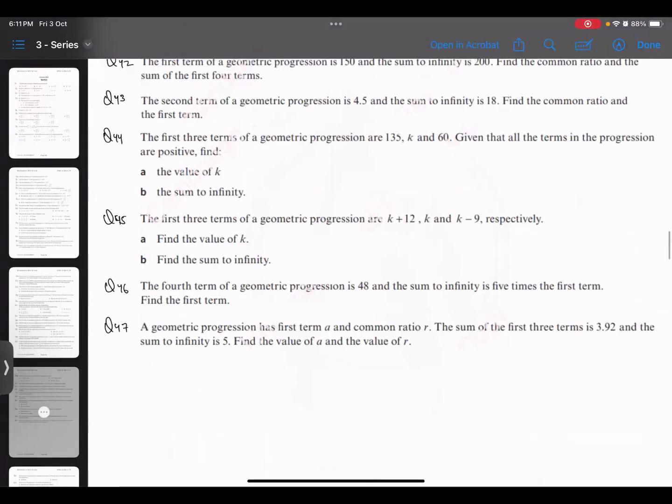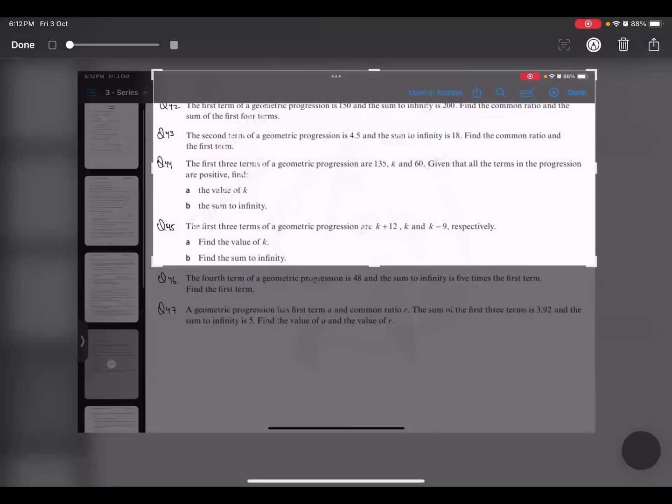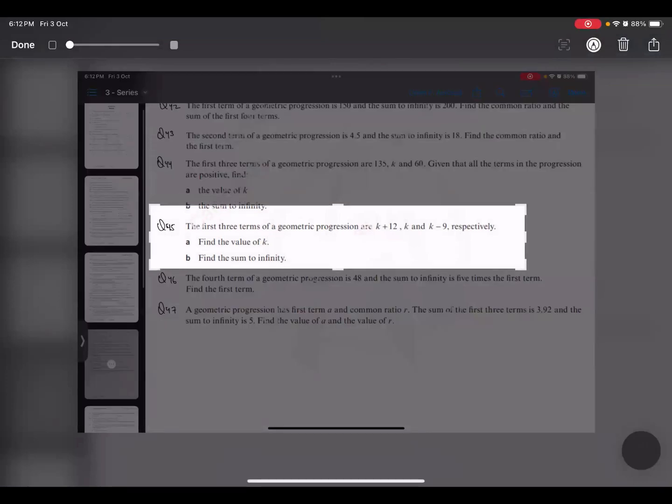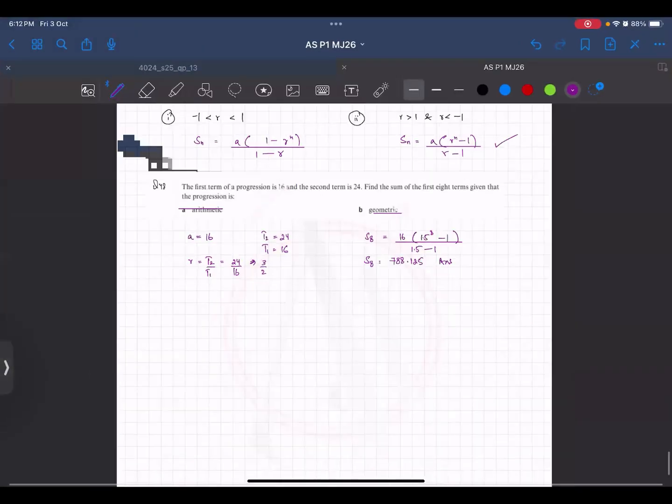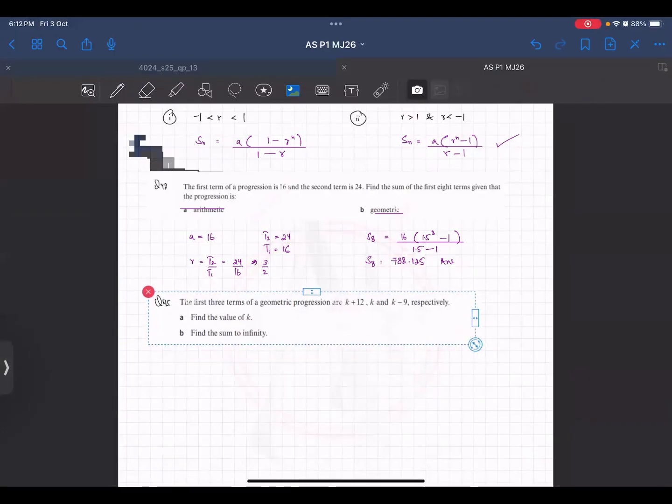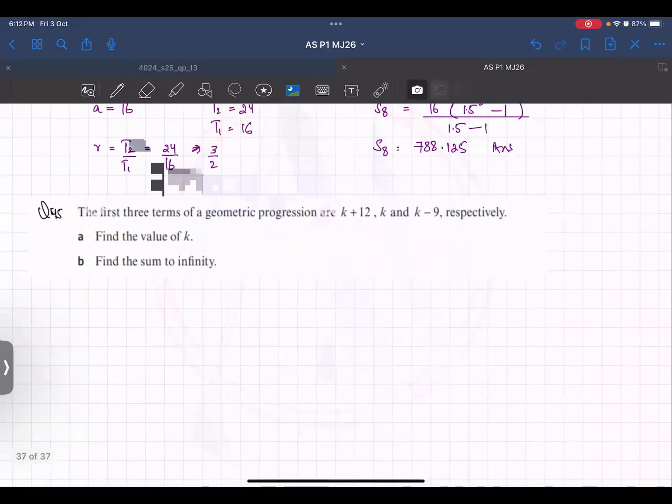Sum to infinity. Okay, look at this question number 45. You have some questions like these. After this question, I'll let you know what is sum to infinity. The first part, you have a lot of questions in past papers like that. They have given you three terms in the GP: term 1 is k plus 12, the second term is k, and the third term is k minus 9. They're asking you to directly find the value of k.